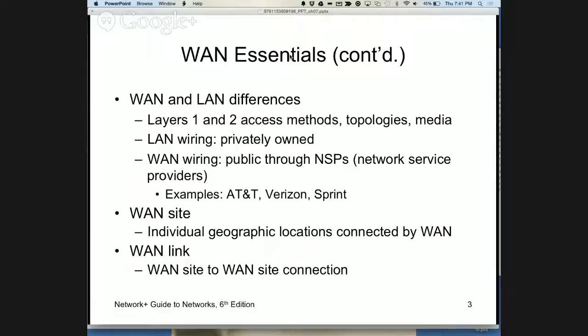WAN wiring is public, through network service providers. An example I mentioned already is AT&T, but then you have Verizon and Sprint. Those are big network service providers as well. And that would technically mean your ISP, internet service provider, for your area, for your location, for your business, for your home. A WAN site is individual geographic locations connected by a WAN, and a WAN link is a WAN site to WAN site connection.